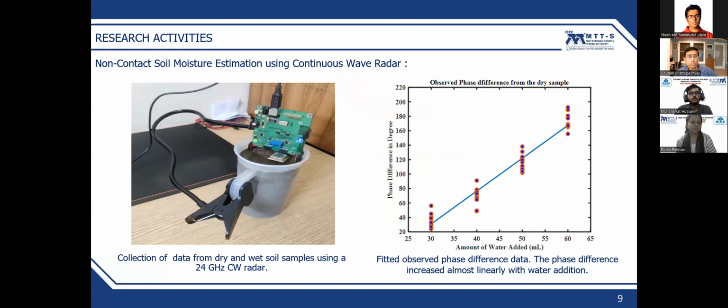We also tried using soil, measuring the soil moisture using microwave Doppler radar, where using the phase differences between the transmitter and receiver, we tried to measure the soil moisture level. As the soil gets wetter, the phase difference increases, and we can measure the soil moisture.